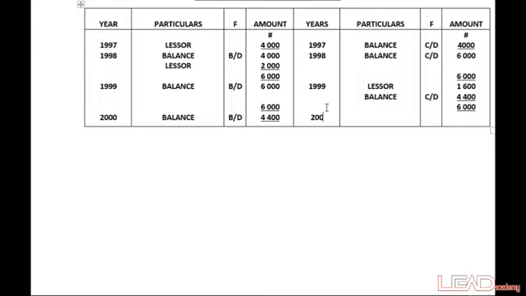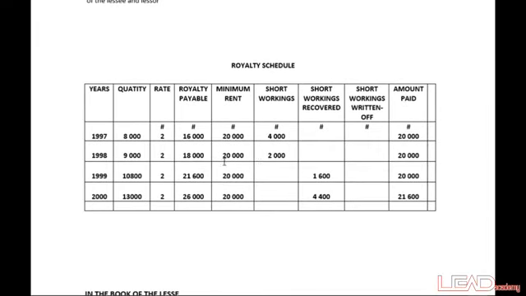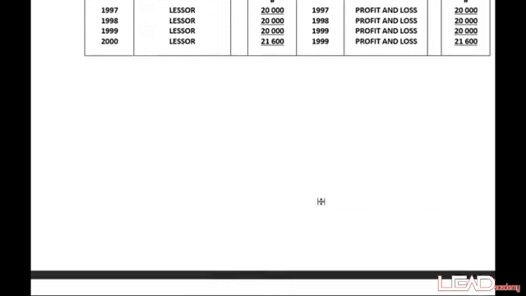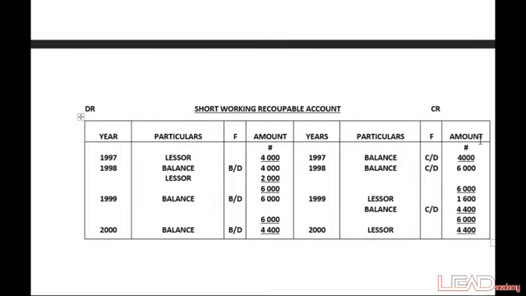year 2000. Year 2000, was there any recoverable? Yes, you go to your schedule. Year 2000, there was a recoverable of 4,000. So which means the landlord gave out 4,000 in order for us to cover up the short workings that we had in our previous years. So short workings of 4,400. So we are done with short workings recoupable account.